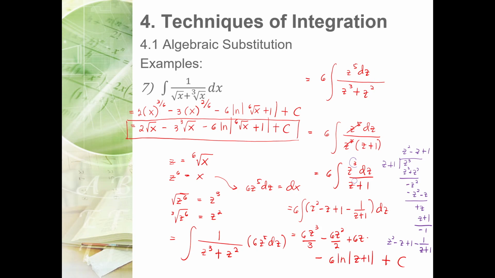So complicated, right? So I think the tip here is for you to understand that this process of integration is more of a trial and error method. So it is not done in one go.